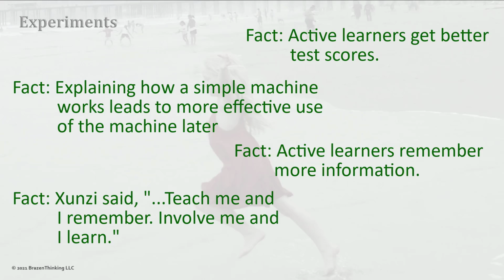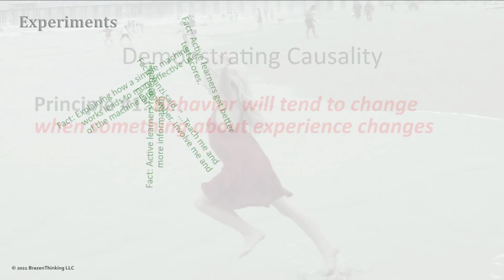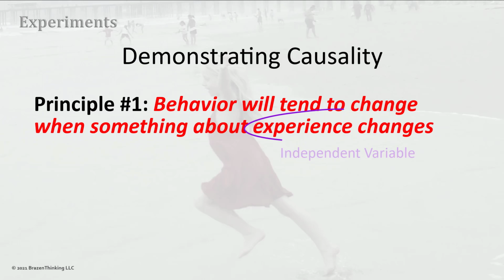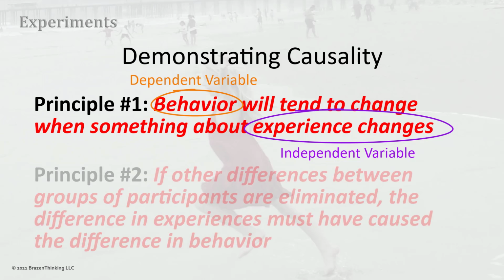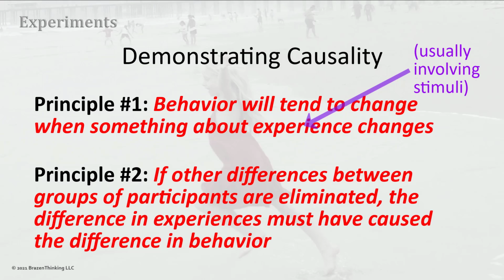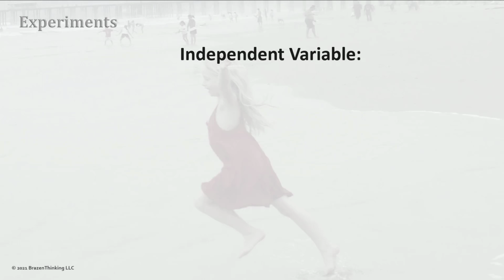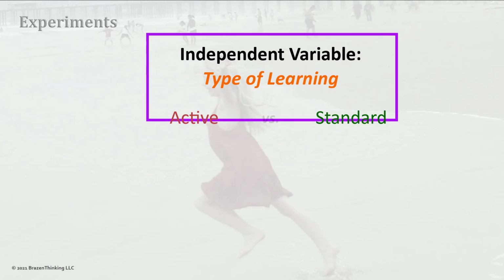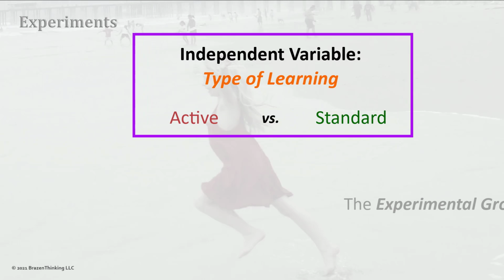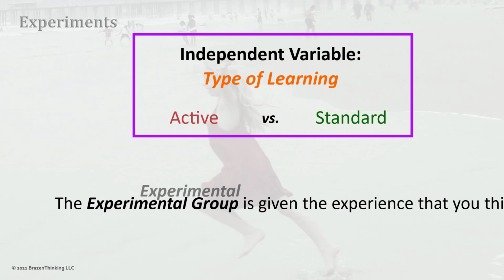As we covered in the previous video, you'll have to show that there's a relationship between the independent and dependent variables. And you'll have to show that nothing but your independent variable could be responsible for that relationship. There are several types of experiments. Regardless of which kind you decide to run, you'll need to identify an independent variable. In our case, let's call it type of learning.